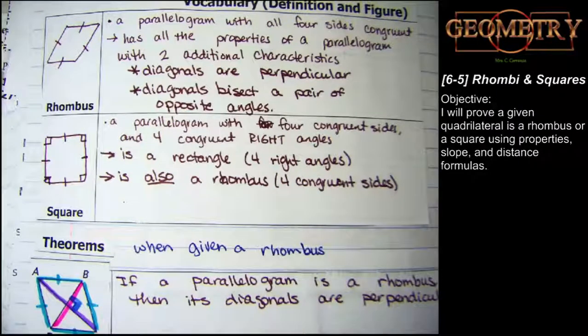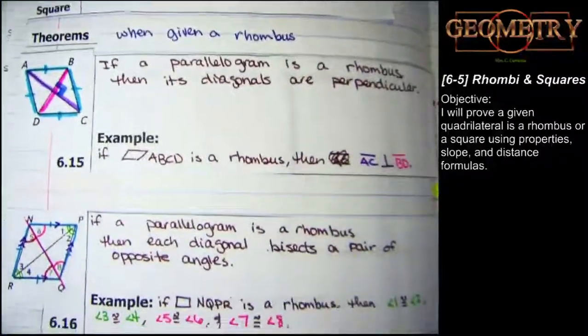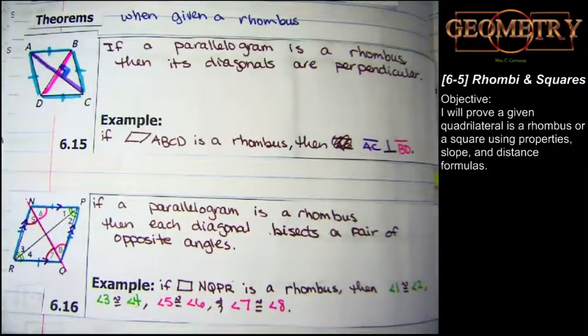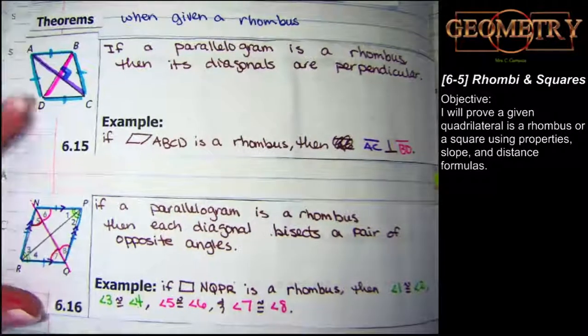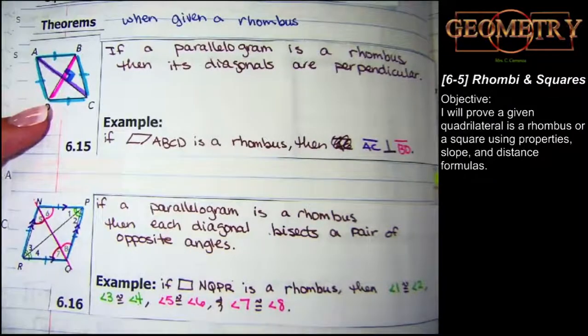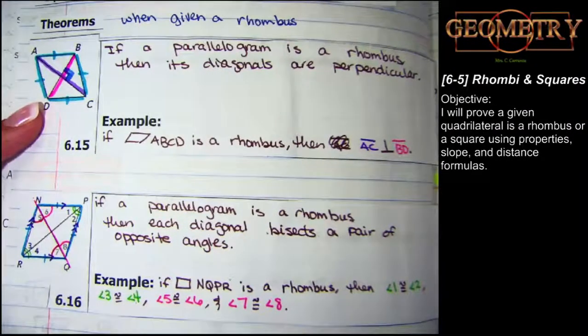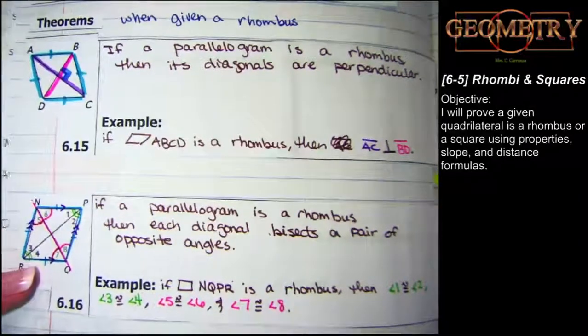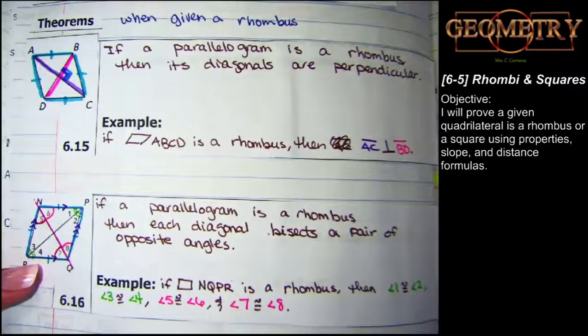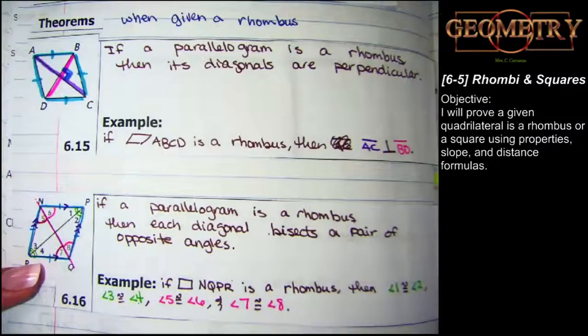Okay? If I hand you a shape and I tell you, behold, this shape is a rhombus, then you know two things. First, that the diagonals are going to be perpendicular to each other. That is, they're going to form a right angle. That means their slopes are going to be negative reciprocals. You also know the diagonals are going to bisect the corner angles.